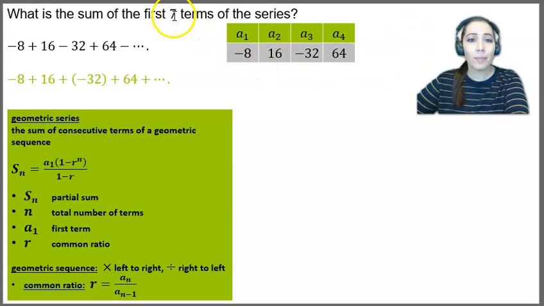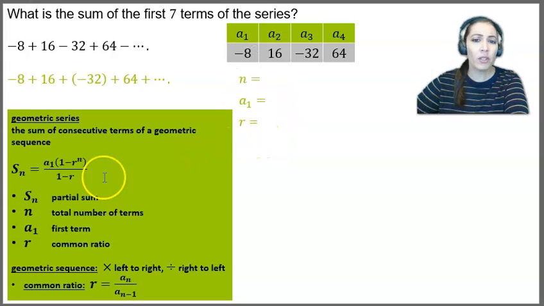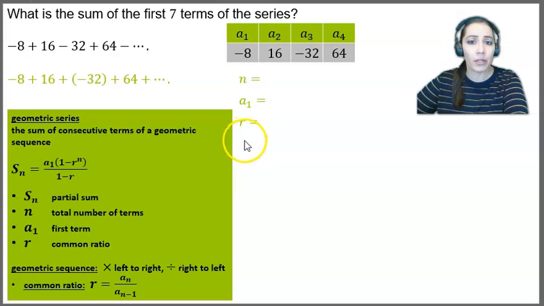Now, if it was something else other than the first 7 terms, if this was a really large number, you wouldn't want to do it that way. You would want to use the geometric series formula for partial sums. So I'm going to go ahead and show you how to use that. If you look at the problem, or the equation, you will see that we need n, a sub 1, and we need r. So I went ahead and wrote all 3 down here.